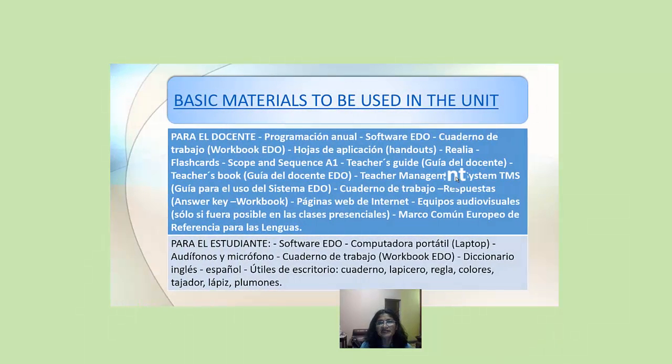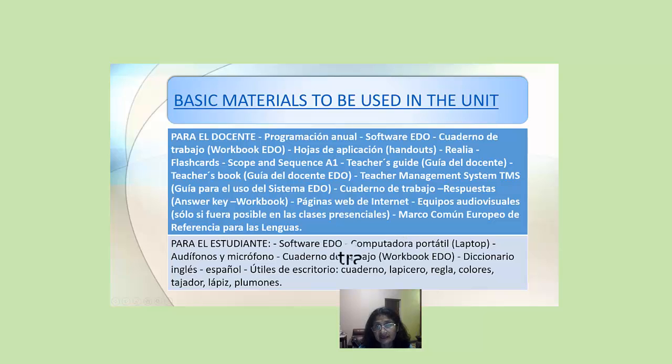Okay, here it says the basic material to be used in this unit. What kind of material? Material for the teacher and materials for the student. In the case of the teacher, here you write everything that the teacher is going to use in order to work with his or her students in this specific unit. Everything that you are going to need or consult, okay, or use. And in the case of the student, well, depending on the kind of teaching that you have, the kind of method that you are using in your school, your students are going to use different kinds of materials.